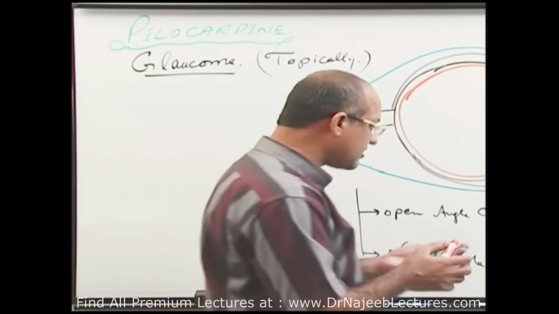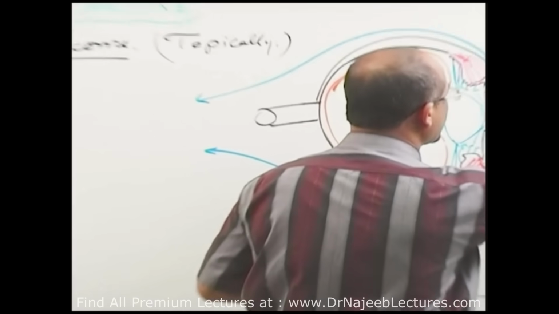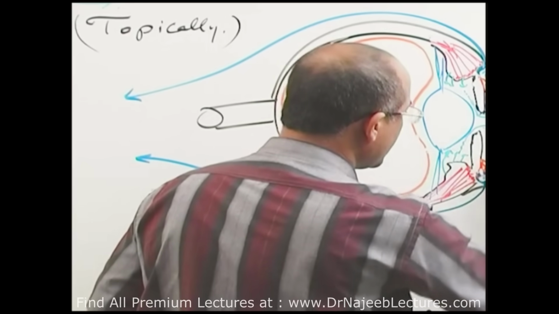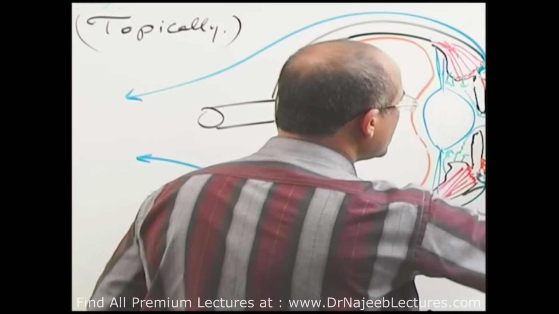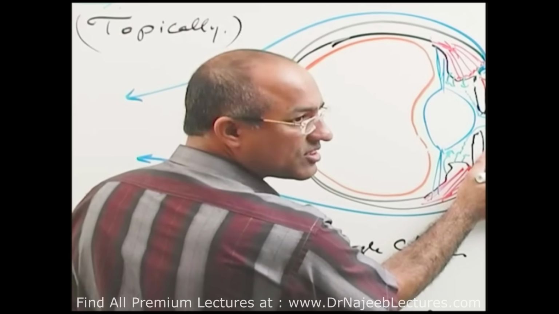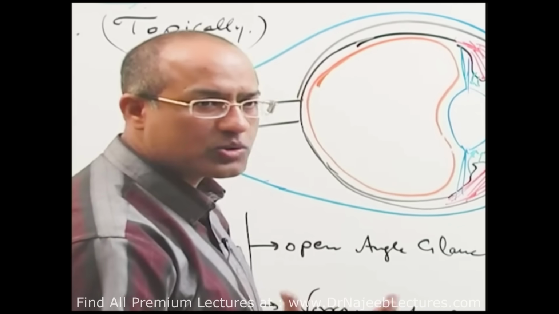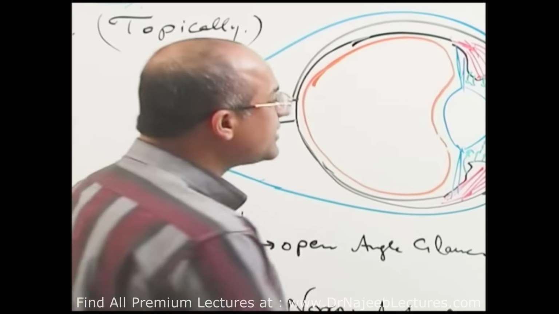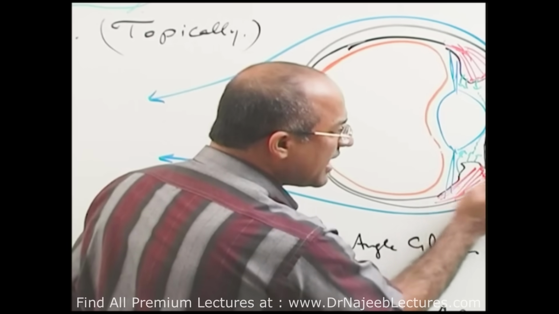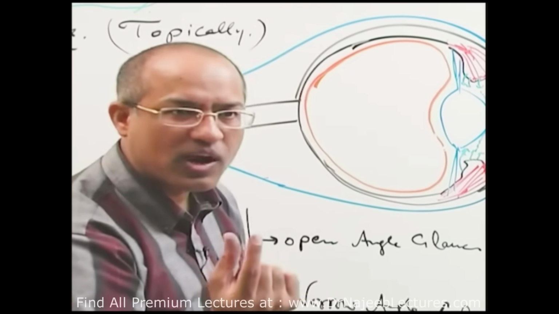Actually, narrow angle means in some people the anterior chamber is shallow. It is not deep. Some people have relatively smaller eyeballs, congenital, or you can say developmentally their eyeballs are designed like this, that the distance between the iris and the cornea is very little. So they have relatively narrow angles.